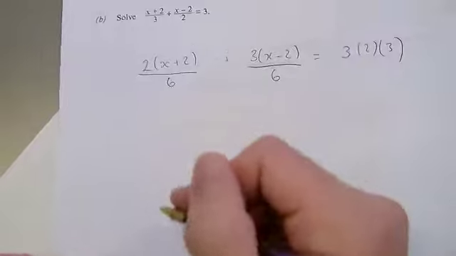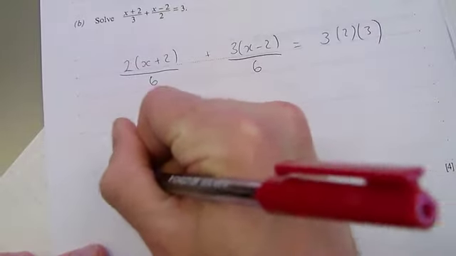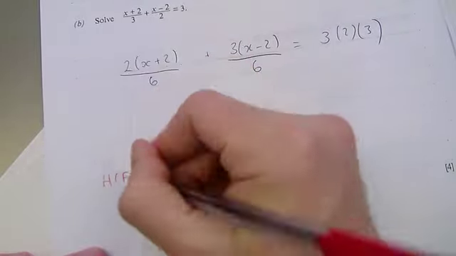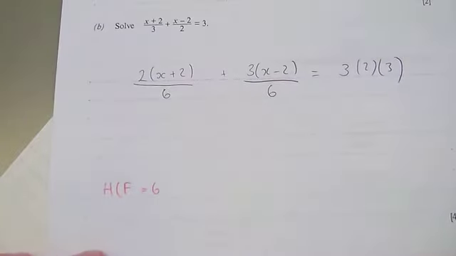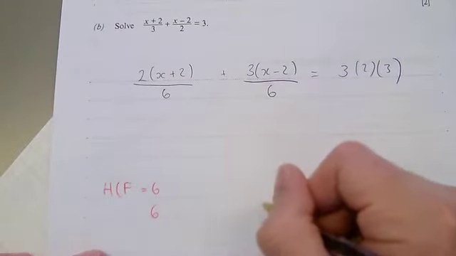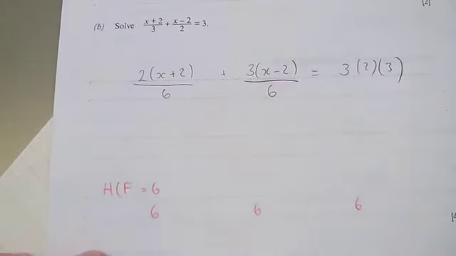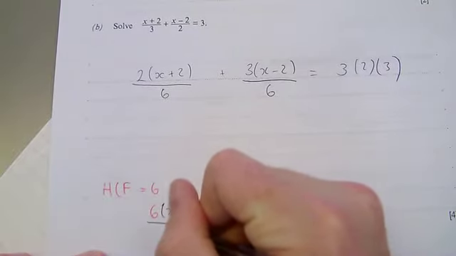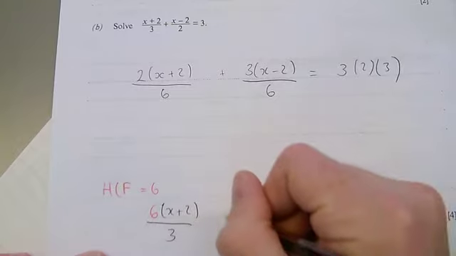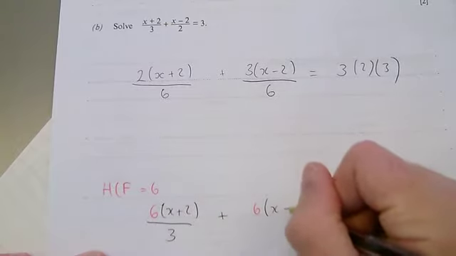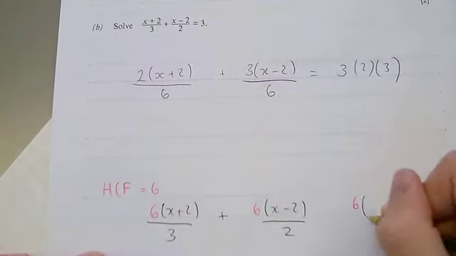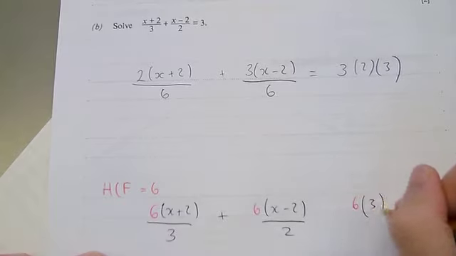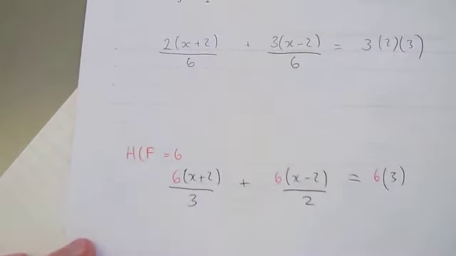So I always pick out what is called the highest common factor, which is basically what we just did. We just said 3 times 2 is 6. And then what I do is I times every single bit of the original by 6. So the original thing is x plus 2 over 3, plus x minus 2 over 2, and then this is just a 3. Okay, all good so far?